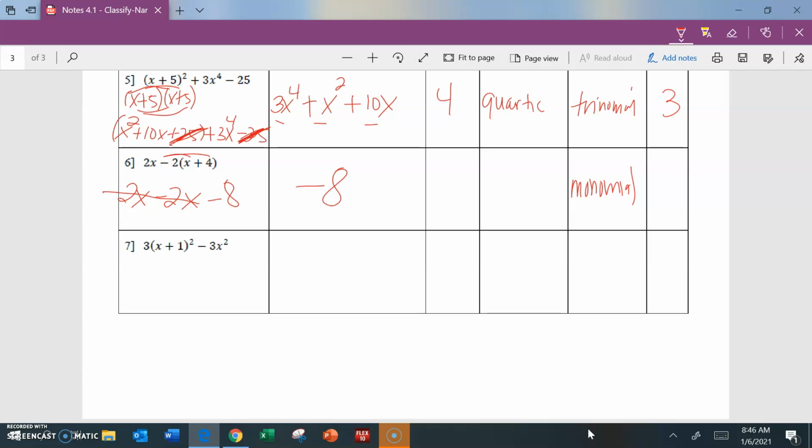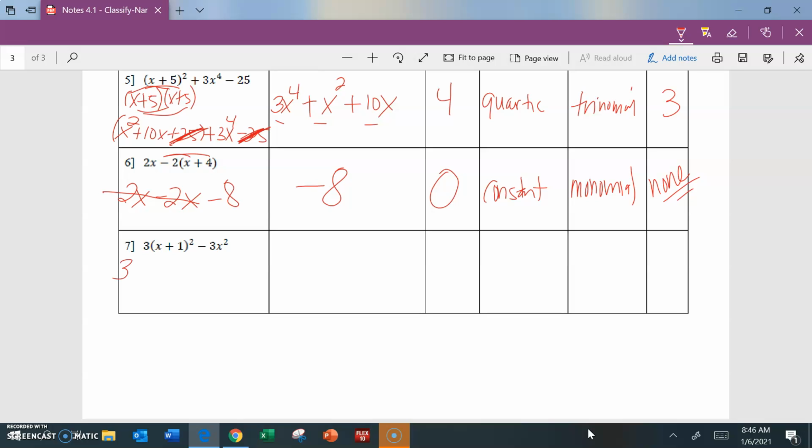Now the degree, since there's no variable, the degree would be 0. And so that's why this is called a constant, which we've learned way early back. And the leading coefficient, there's none. And a lot of students want to put -8, but it's a constant. There is no variable, so there cannot be a leading coefficient. Okay? Whew, our last one, let's make sure.